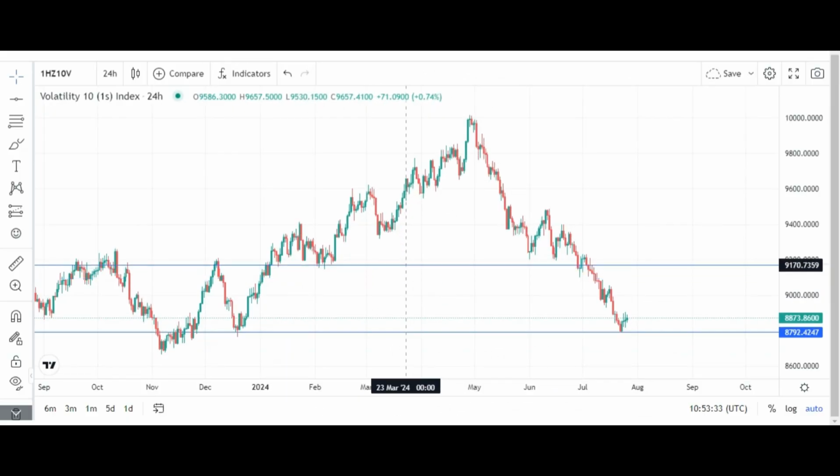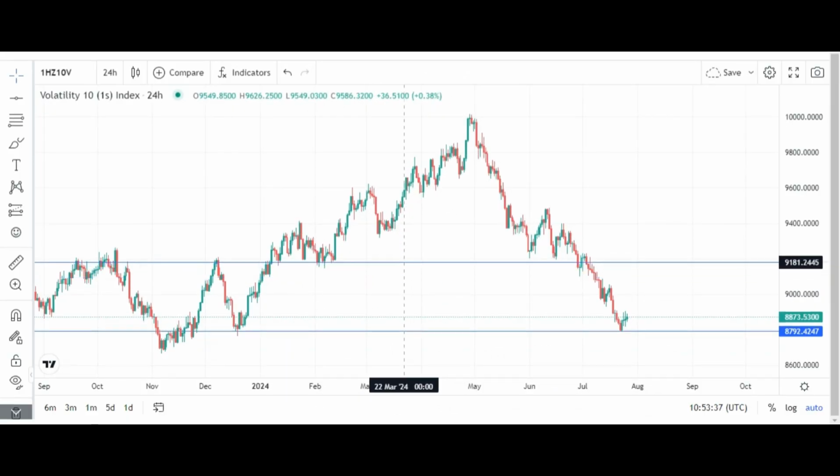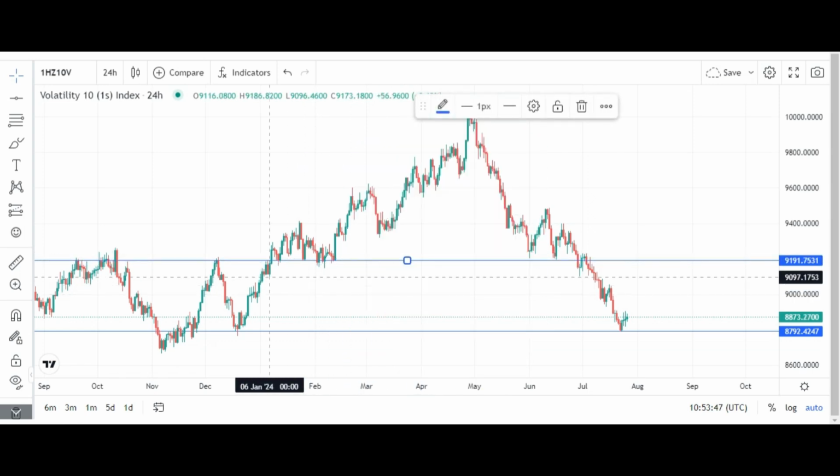So anyway, here's another support. Basically, the rule is easy. We just want to find a level that's clear, but that level has to be tested at least twice. See, that's another support level.